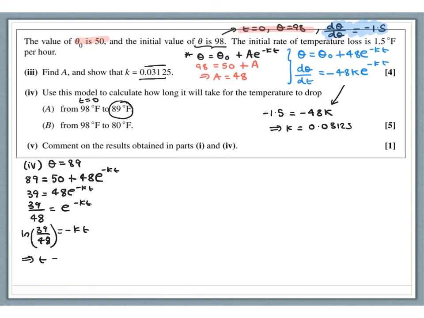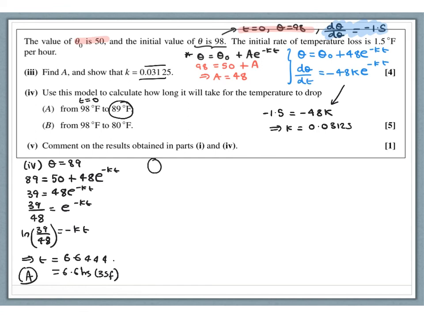And I can simply divide by the negative value of k to give me t. So that gives me t equals 6.6444... So let's say 6.6 hours to 3 significant figures. Now that's the answer to part A.